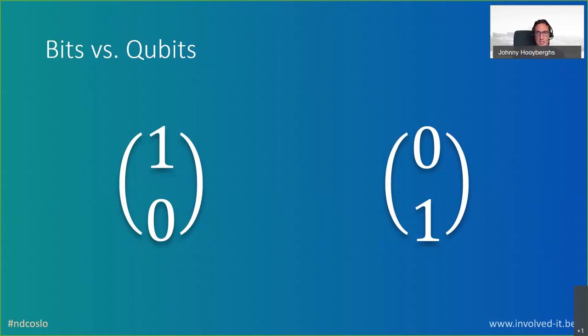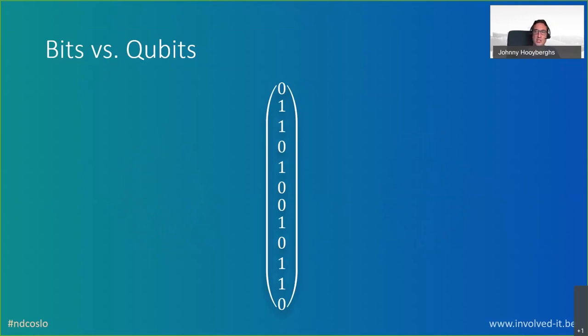The zero state on the left-hand side is a matrix representing the zero state. A way you can remember this matrix is that the one is at index zero, so the top position, index zero, which represents zero. And on the right-hand side, the one is at index one, which represents one. Now, if you combine the qubit states together, you need to combine these two matrices in linear algebra. You can do that using a tensor product. So if you do a tensor product between the same six bits as before, this is your resulting matrix.